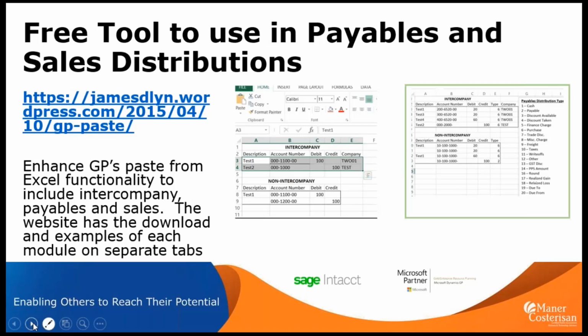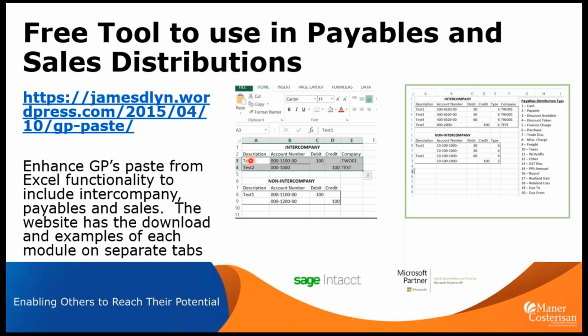Now there is a third-party tool that you can easily attach to your GP system, in which you can also use it in your payables and your sales distributions. Now, sales distributions doesn't include sales order processing because those are based on inventory general ledgers. But you can use it on your receivables transaction entry window.